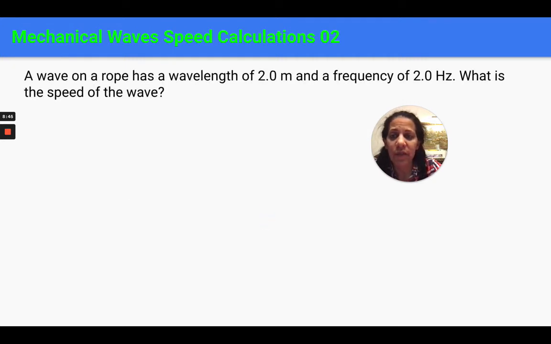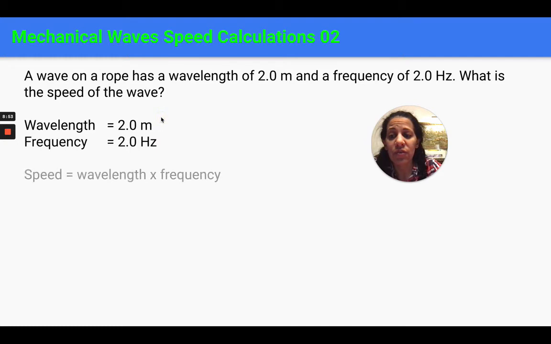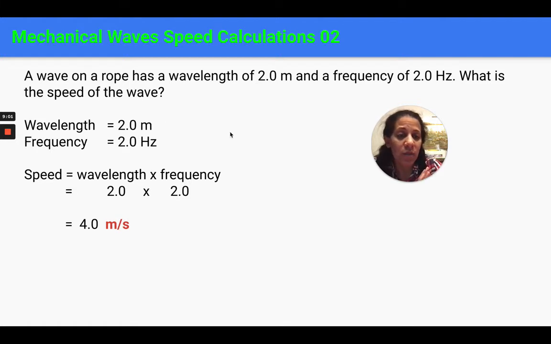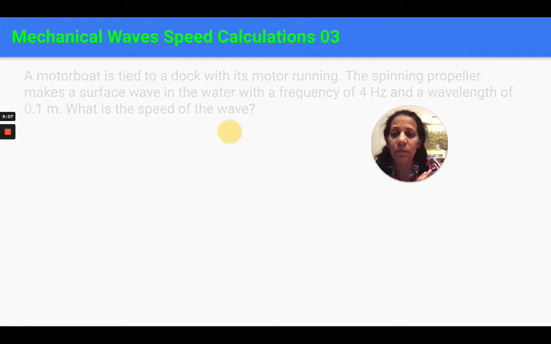Okay, let's do another one. Very straightforward, very easy. If the wavelength is 2 on a rope, and the frequency is 2, what's the speed of the wave? Very direct, that's 2 and 2. And the formula is wavelength times frequency, so 2 times 2 is equal to 4, remember, meter per second. Always pause when I do these math problems, try to solve them on your own, and then see if you got it right.